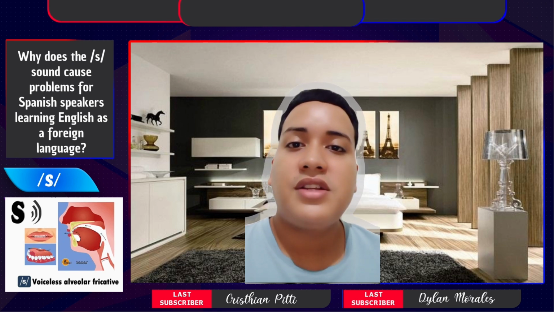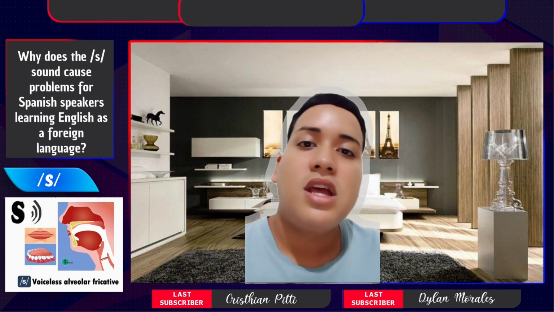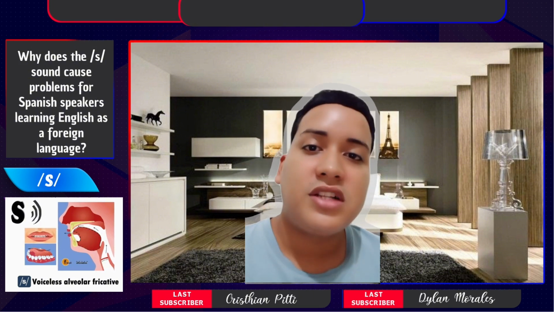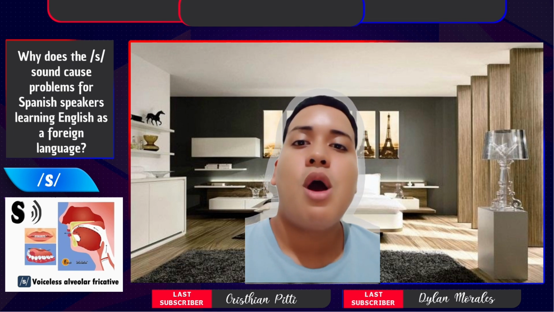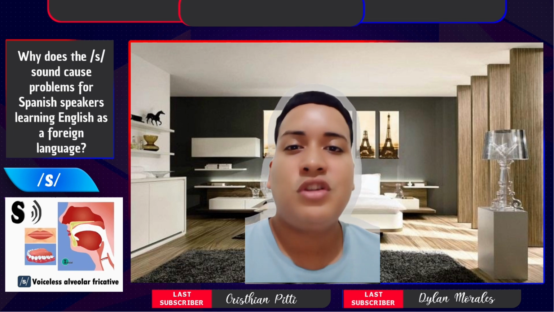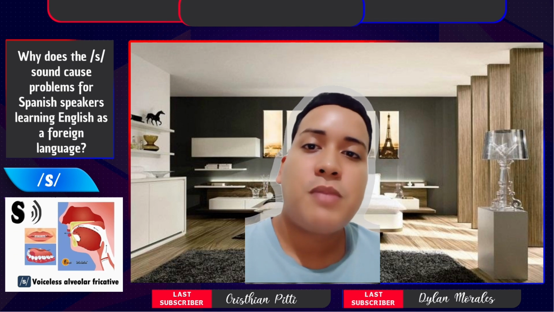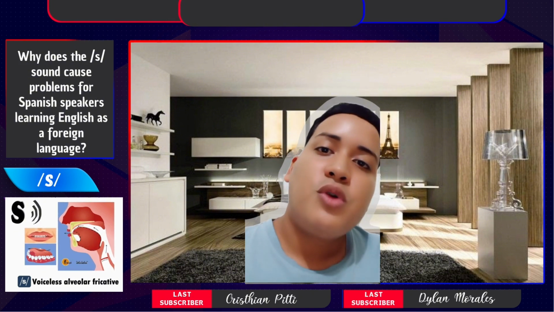The S in English is voiceless, meaning that the vocal cords don't vibrate during its pronunciation, while the S sound in Spanish is also voiceless, but differs slightly in articulation. The place of articulation of the S sound in English is usually closer to the alveolar ridge, while the S sound in Spanish is usually produced further back in the mouth. This positional difference can cause pronunciation problems for Spanish speakers.